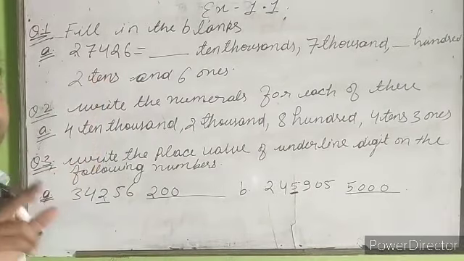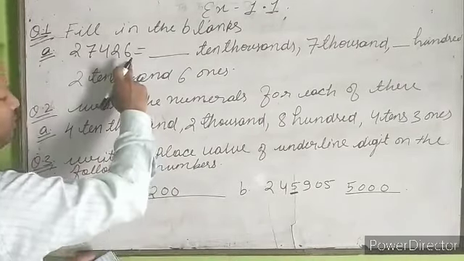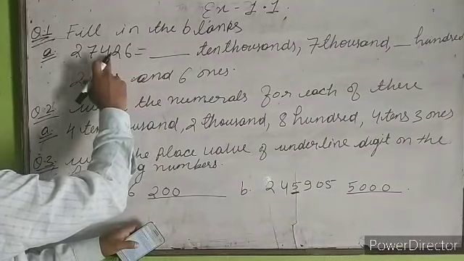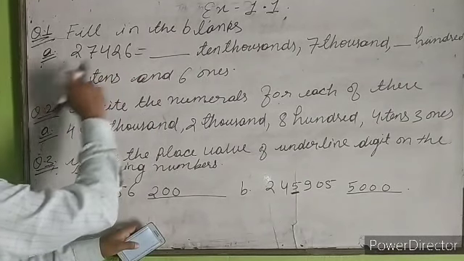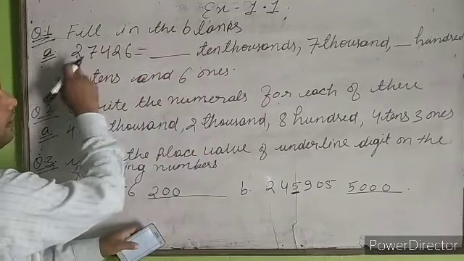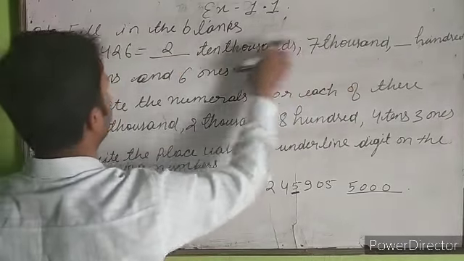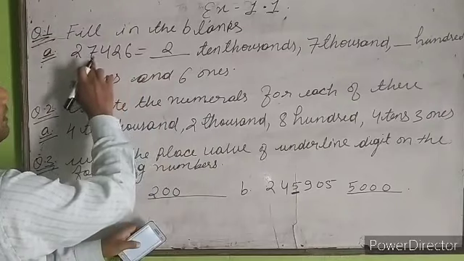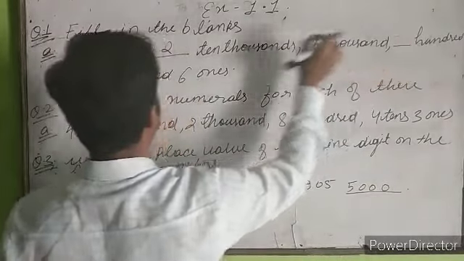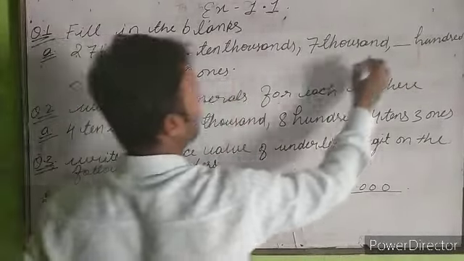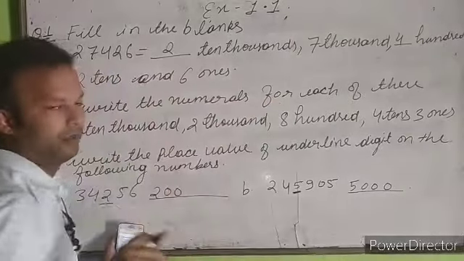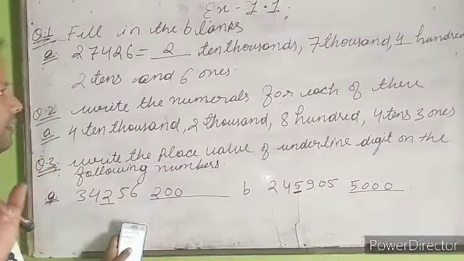You already studied this in class 3rd also. So see here students, ones, tens, 100, 1,000, 10,000. So how many 10,000s are there? 2. Here it is 7. How many thousands are there? 7. Ones, tens, 100, 1,000, 7. How many hundreds are there? Ones, tens, 100. So you can write here 4. B1 is your homework, you do that yourself.